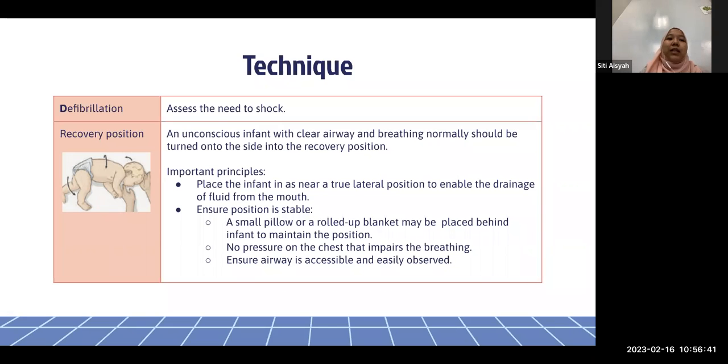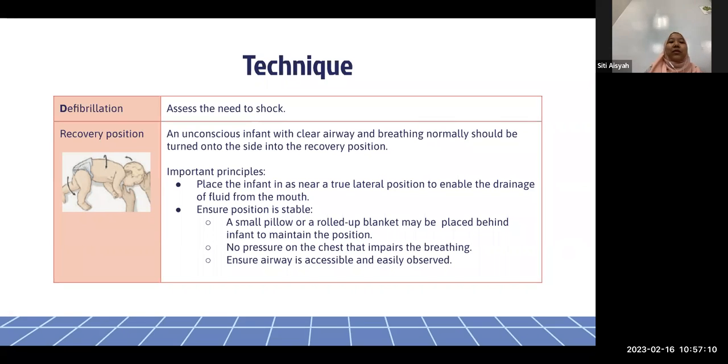And then lastly is the recovery position, where an unconscious infant with a clear airway and breathing normally should be turned onto the side into the recovery position. So the important principle that we need to know is that we have to place the infant in as near as true lateral position to enable the drainage of fluid from the mouth.